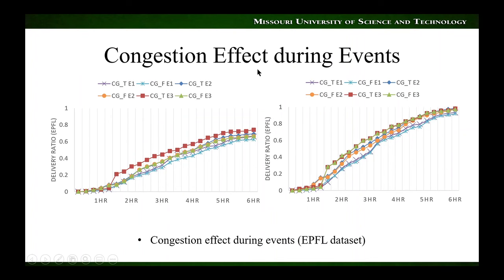Then we can see the congestion effect during events. This shows, for different events, what the delivery ratio is if we consider congestion or if we don't consider congestion. We see that it is not much, but it still improves the delivery ratio by a few percent during events.